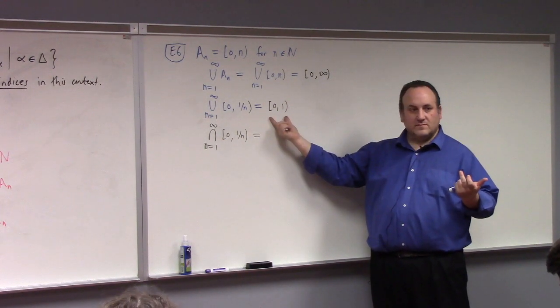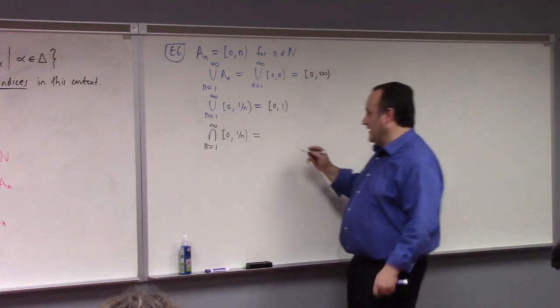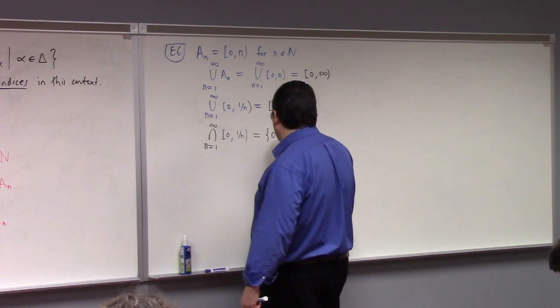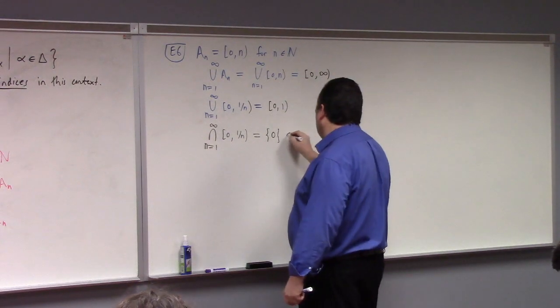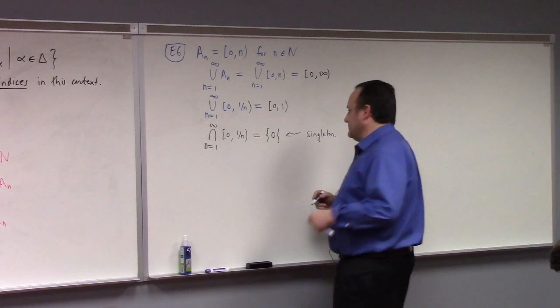How about the intersection? 0. It's just the 0. So it's a set though, right? So we have to write the set containing 0. So this is an example, by the way, of what's called a singleton.